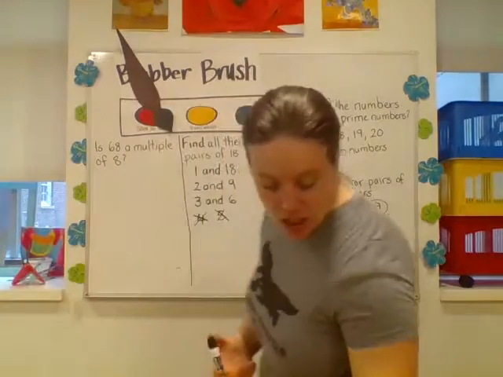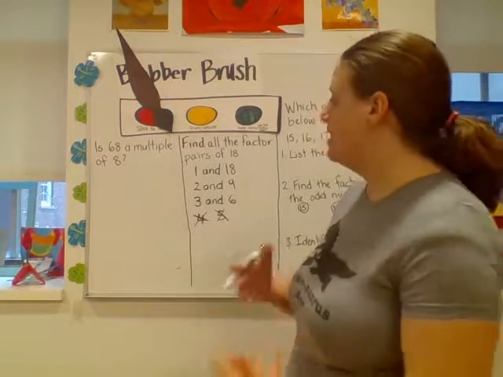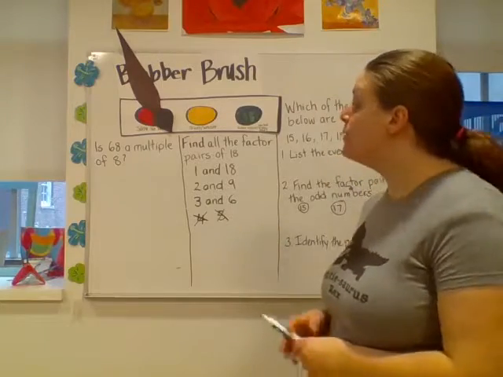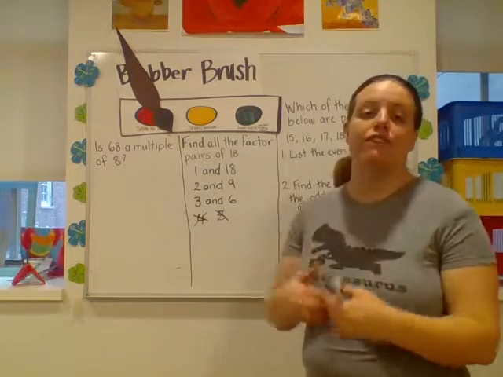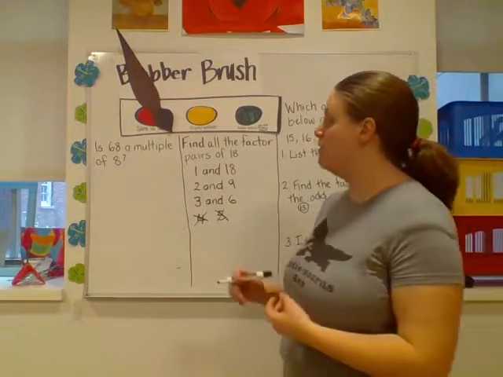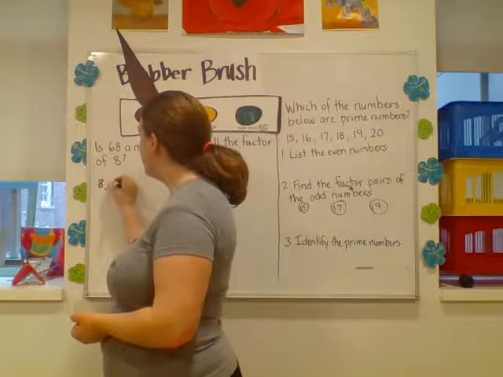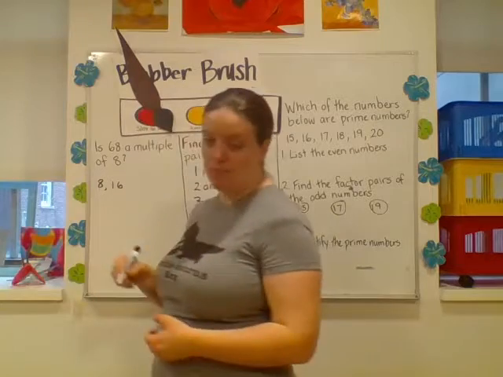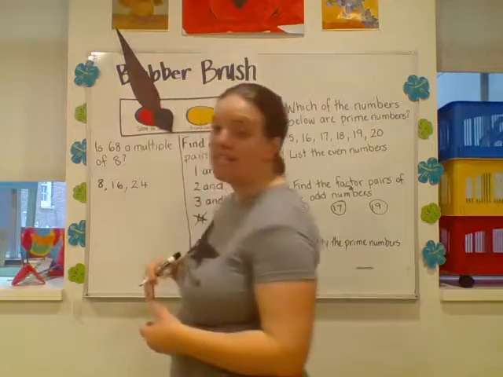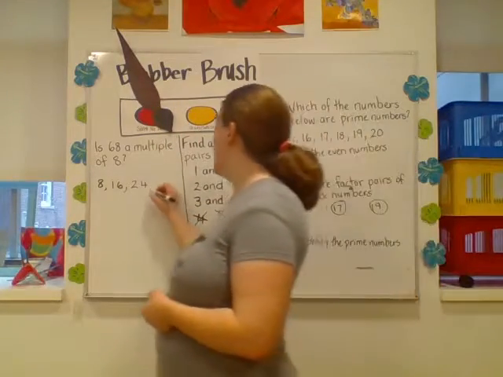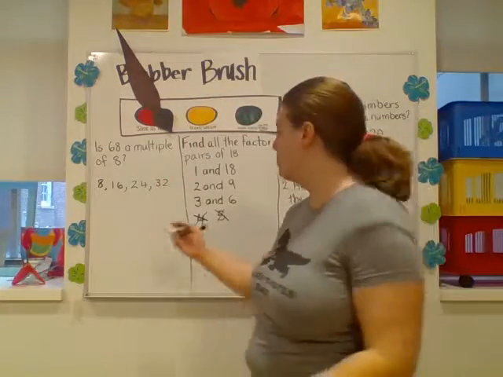Okay, next we are going to have a look at some multiples. So our question is, is 68 a multiple of 8? Now, one of the ways I can find all of the multiples is by skip counting. So, 8 is a multiple of 8. 16 is a multiple of 8. And then if I add 8 to that, I get 24. 24 is a multiple of 8. If I add 8 to that, I get 32. 32 is therefore a multiple of 8.